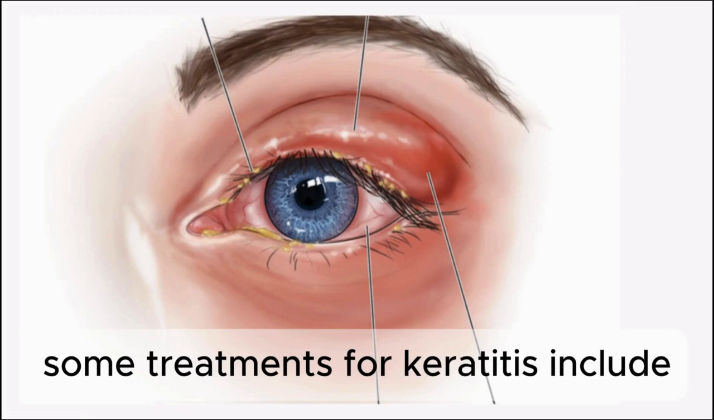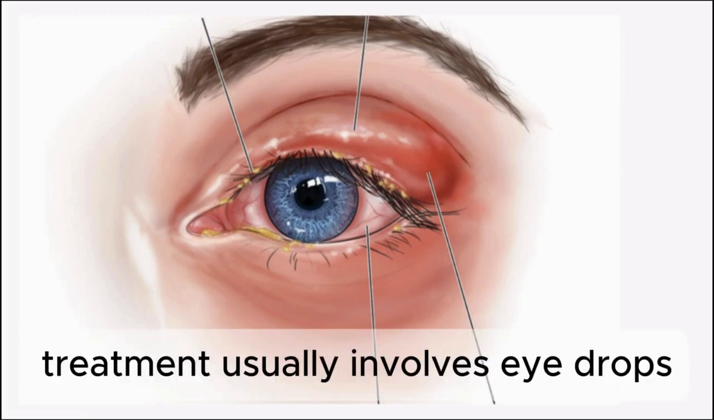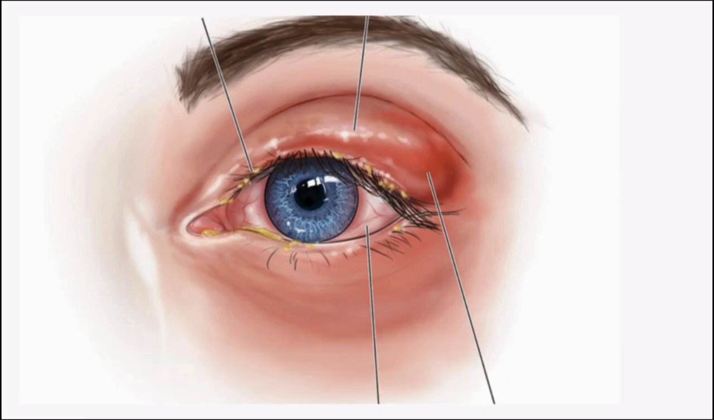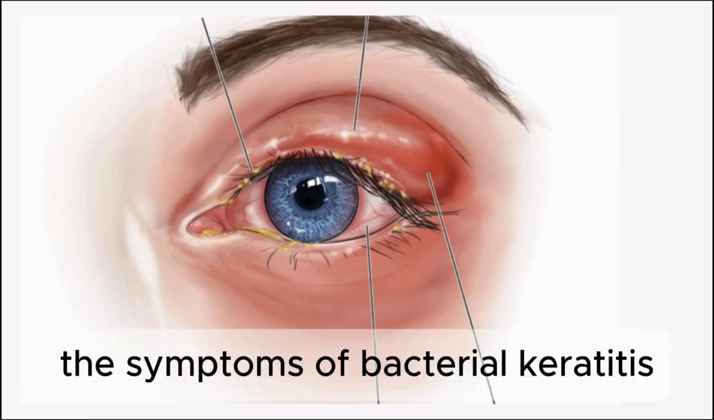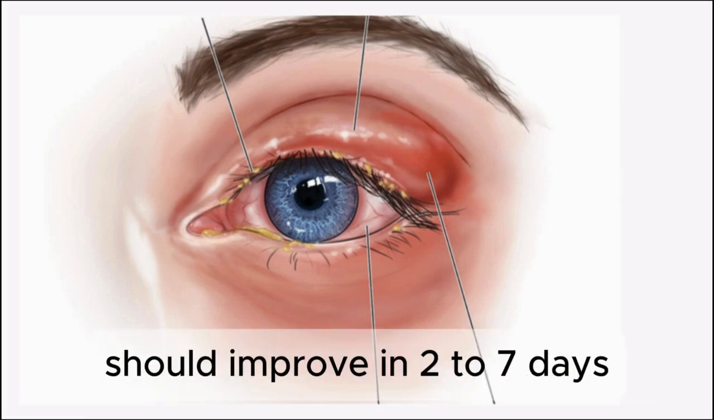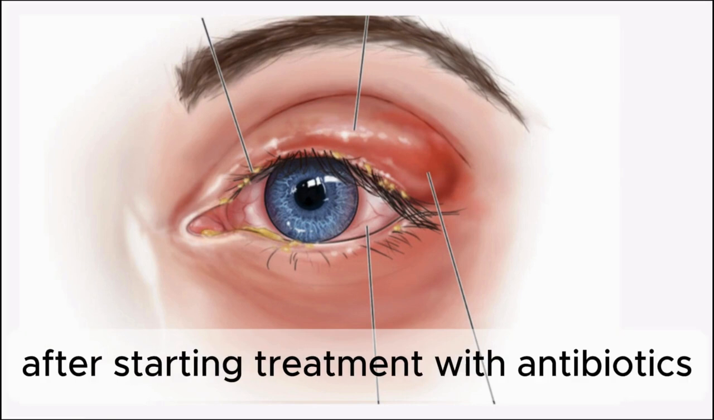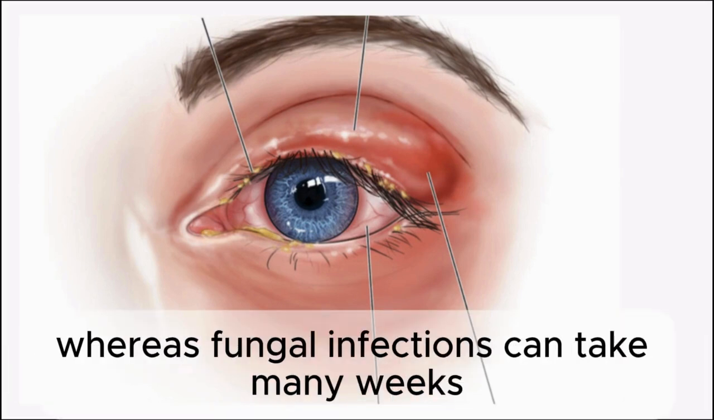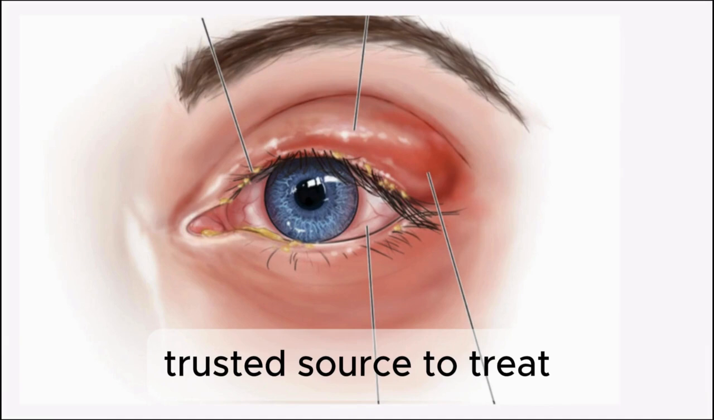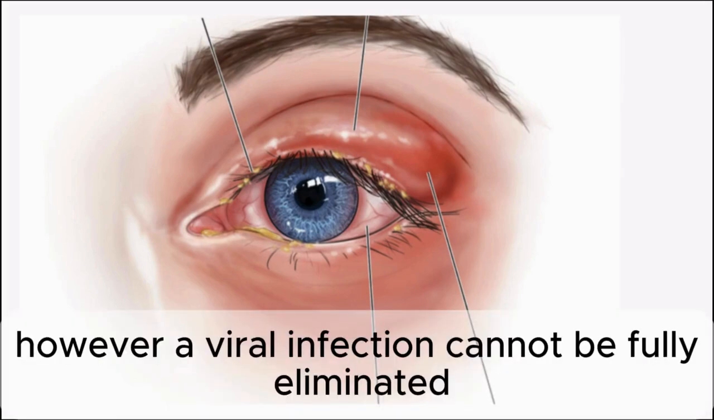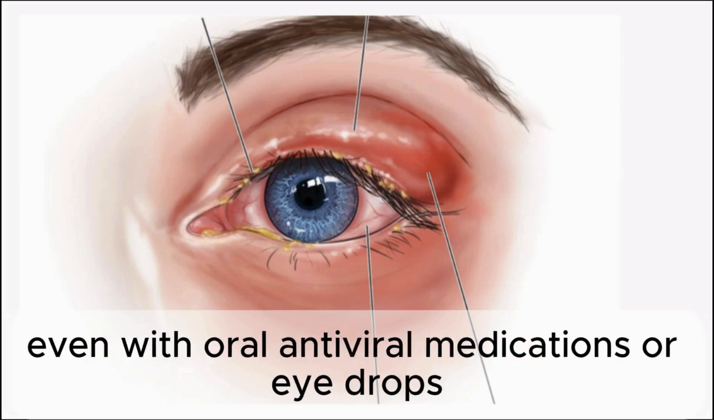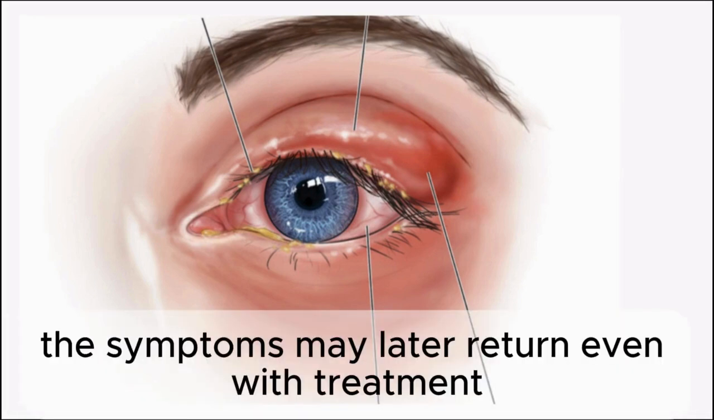Treatment for keratitis usually involves eye drops. The symptoms of bacterial keratitis should improve in 2 to 7 days after starting treatment with antibiotics, whereas fungal infections can take many weeks to treat. However, a viral infection cannot be fully eliminated, even with oral antiviral medications or eye drops. The symptoms may later return even with treatment.